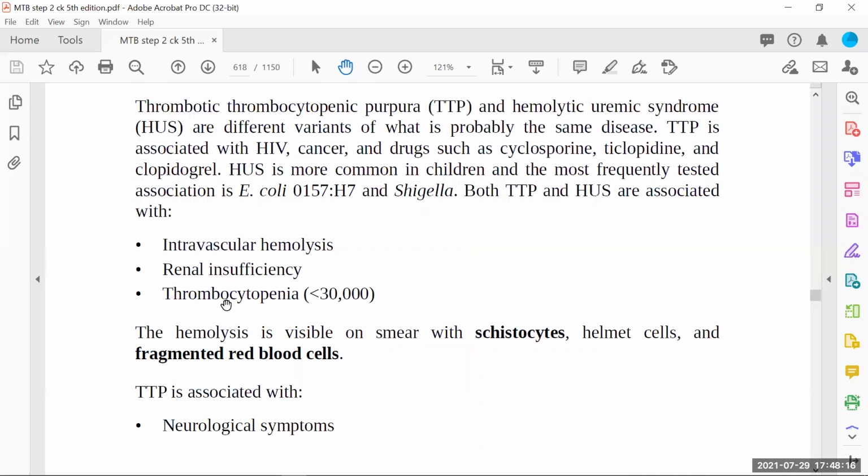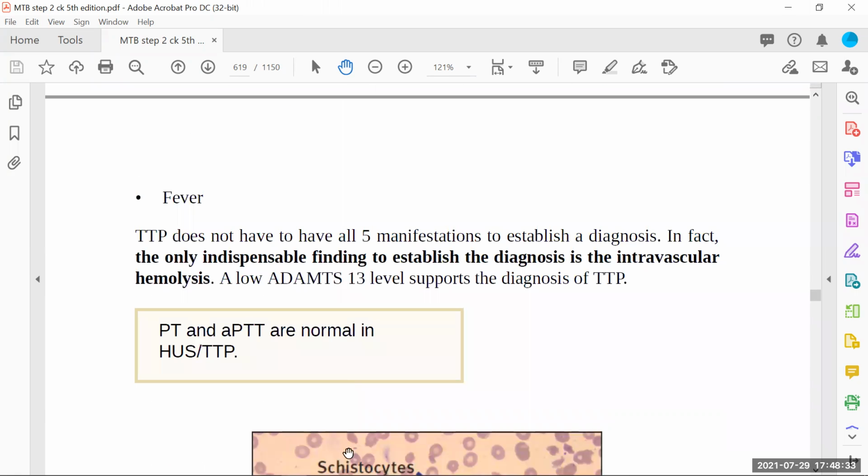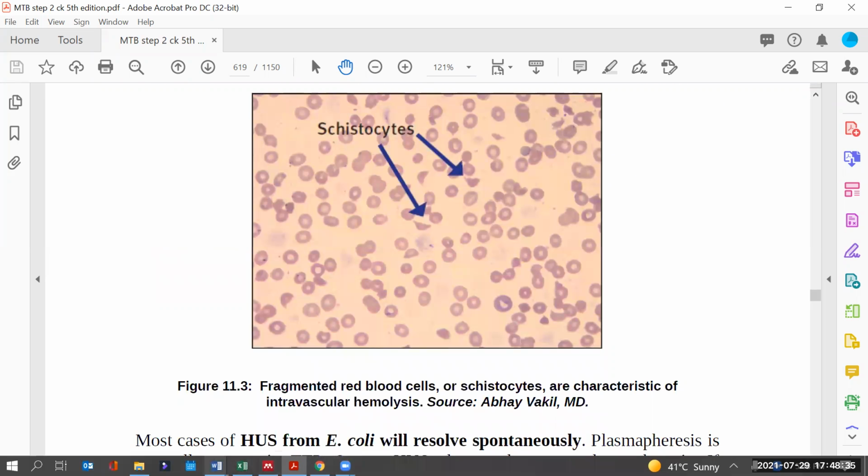Renal insufficiency. I need to make notes for all of these. Yeah, it needs continuous revision. Otherwise, you will be confused between TTP, HUS, and the others. Okay, so let's go to the questions.